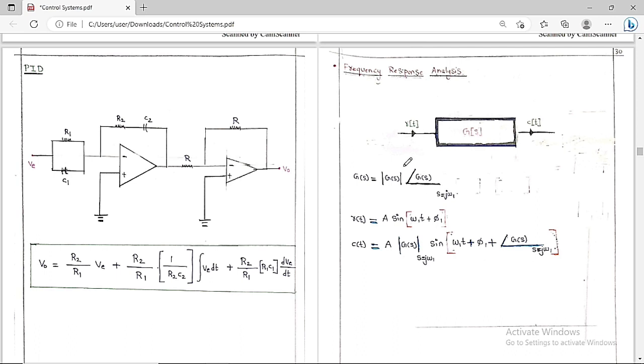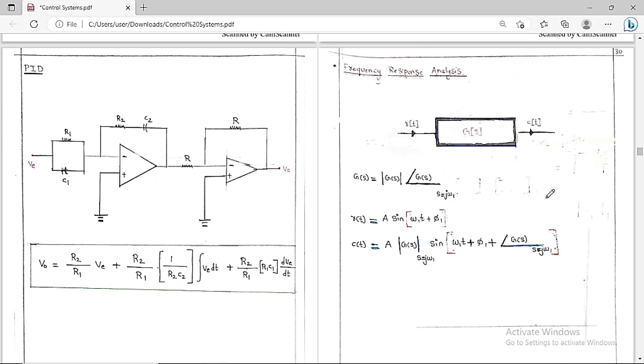So now we get the magnitude part and the phase angle. You have to multiply this magnitude by the input magnitude, and add this phase angle to the input phase angle. So finally we get A into magnitude of G of S at S is equal to j omega 1, into sine of omega 1 t plus phi 1 plus the phase angle of G of S at S is equal to j omega 1.